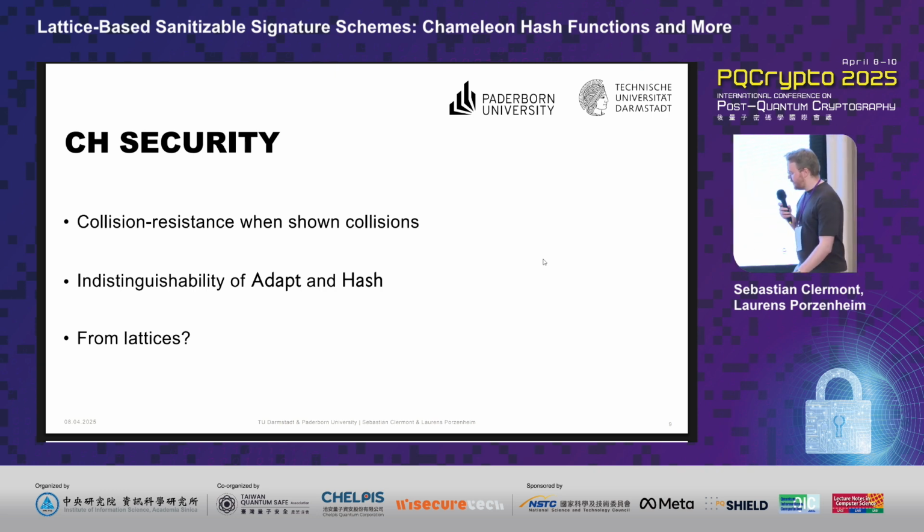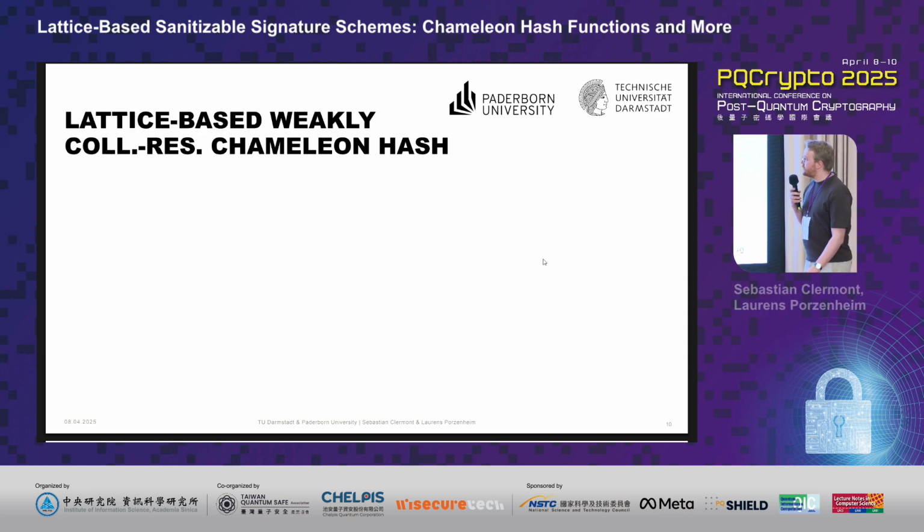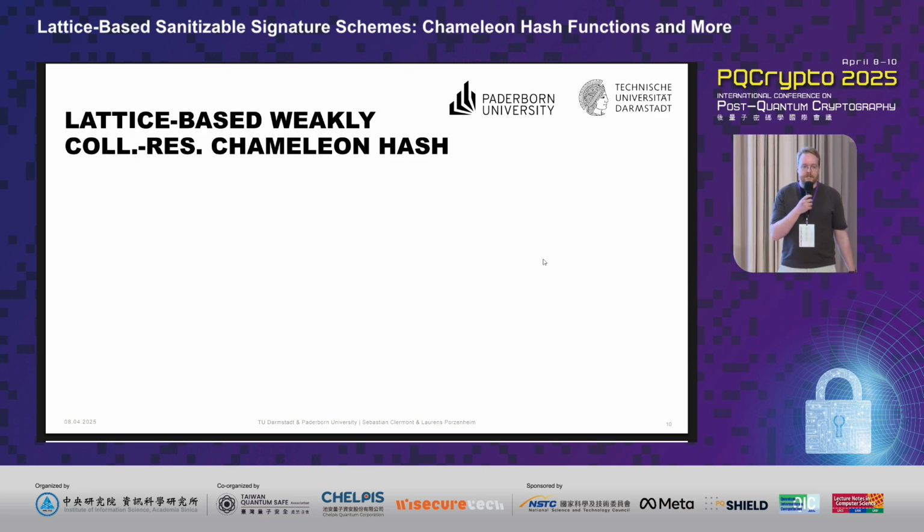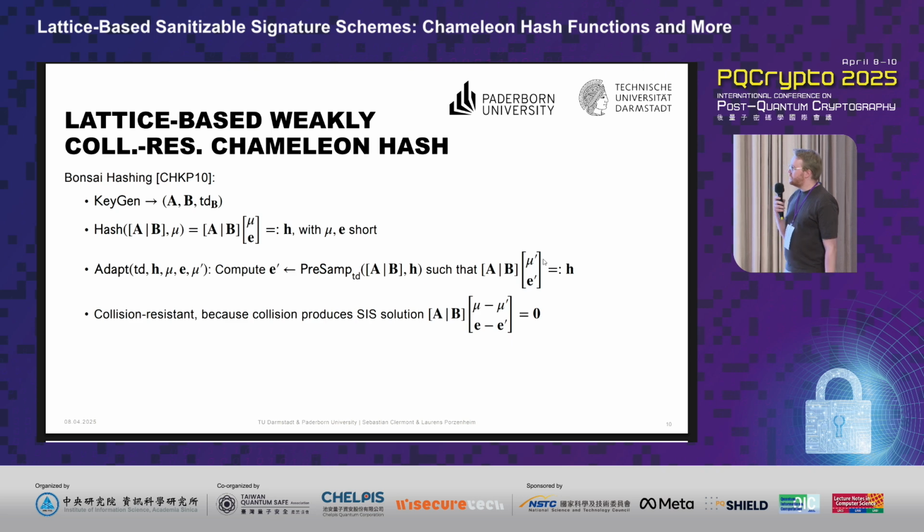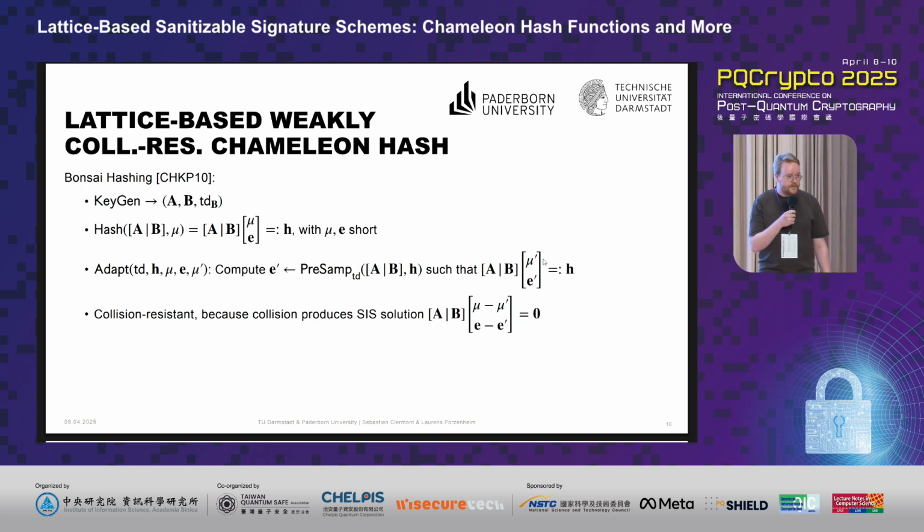All right. So our starter for constructing such a Chameleon hash function was the so-called bonsai hashing, which is basically just iter hashing, but with a trapdoor in it. So basically what happens here with a hash function is we just have a matrix AB, and then multiply some short vectors onto that to get some output H, the hash H. And then if we have a trapdoor in there, we can use the so-called pre-sample algorithm to find a new randomness E prime.